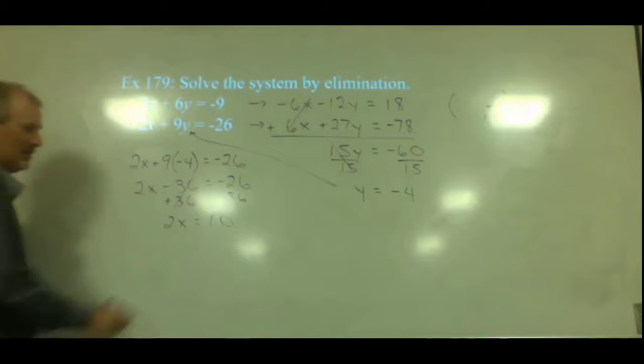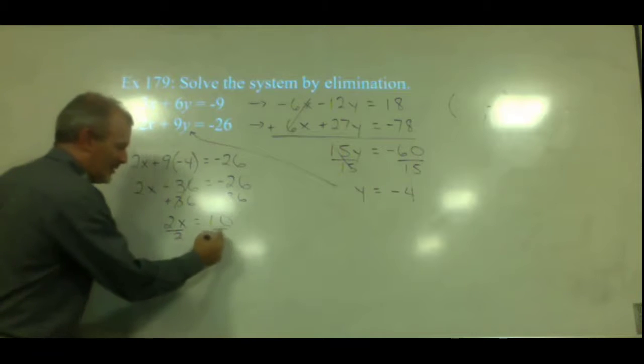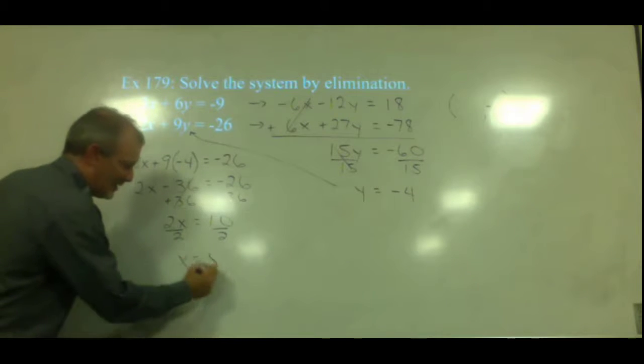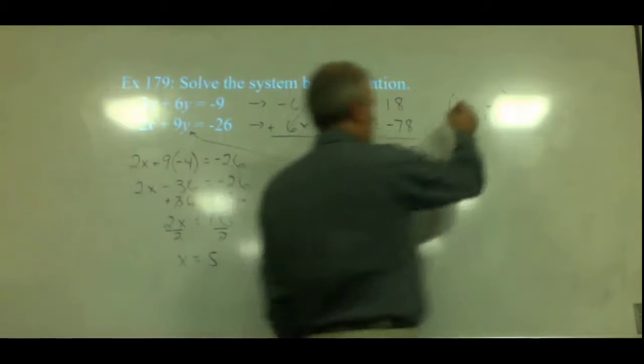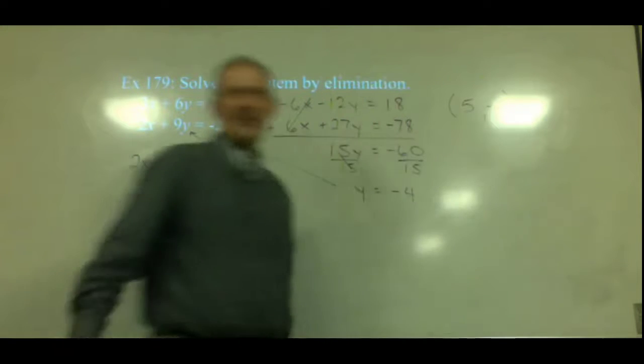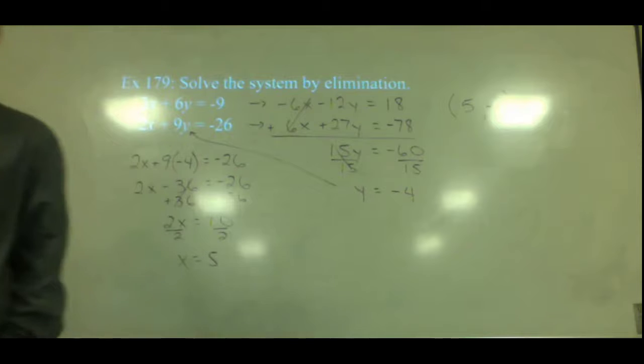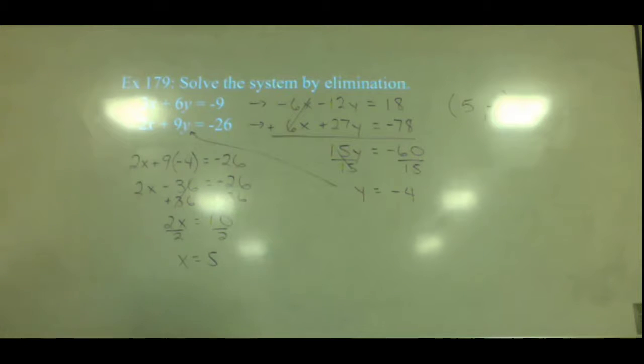No, I did it wrong. And then divide by 2. We get x equals 5. So we believe that our answer should be 5 comma -20. Or sorry, 5 comma -4. That's not a 20. 5 comma -4.